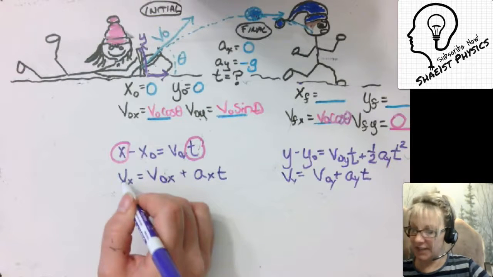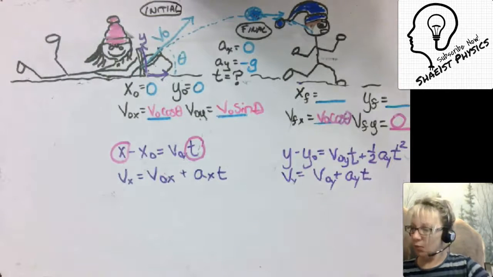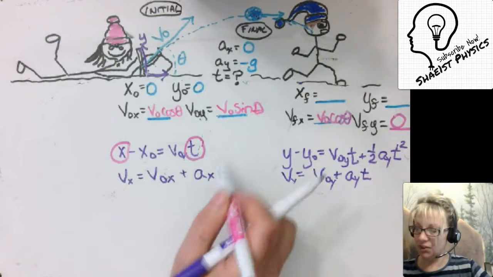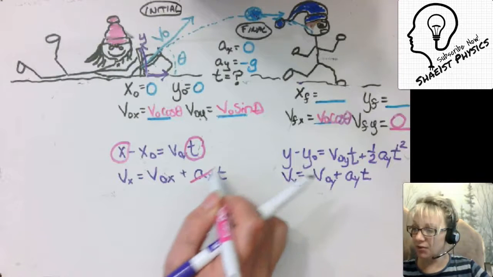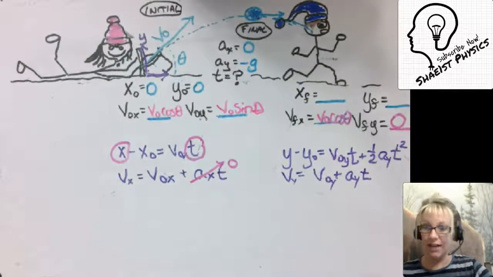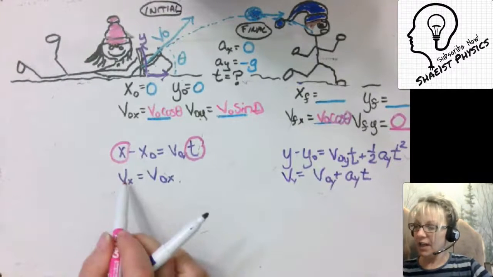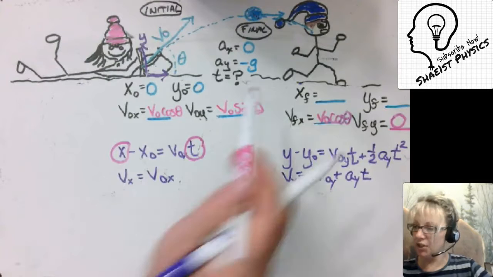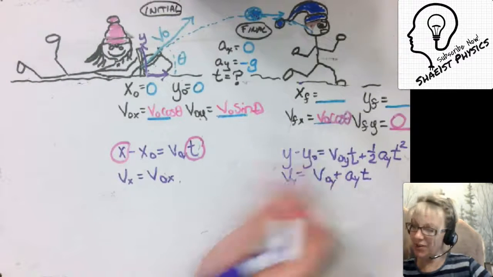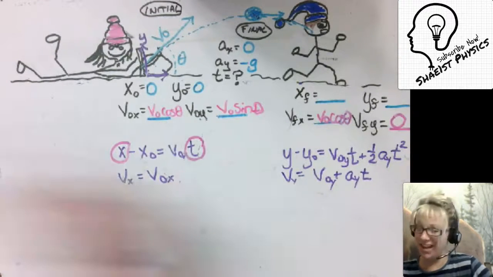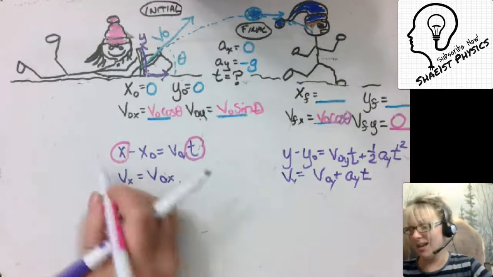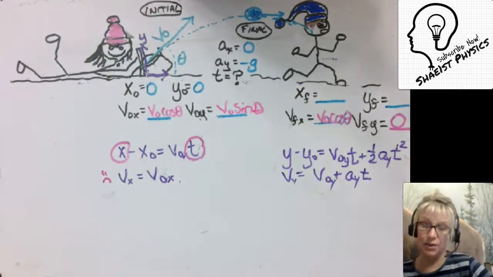We know the velocity in the x direction. We know the initial velocity in the x direction. The acceleration in the x direction is 0, so that entire term is going to cancel right out, leaving us with final x is equal to initial x. Look at this. We already knew that. So this equation is not very helpful to us. It already gives us something that we knew. Now let's take a look at this equation over here.